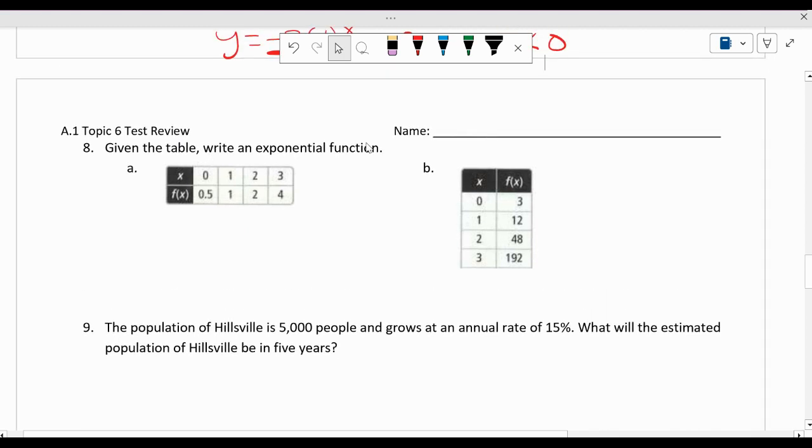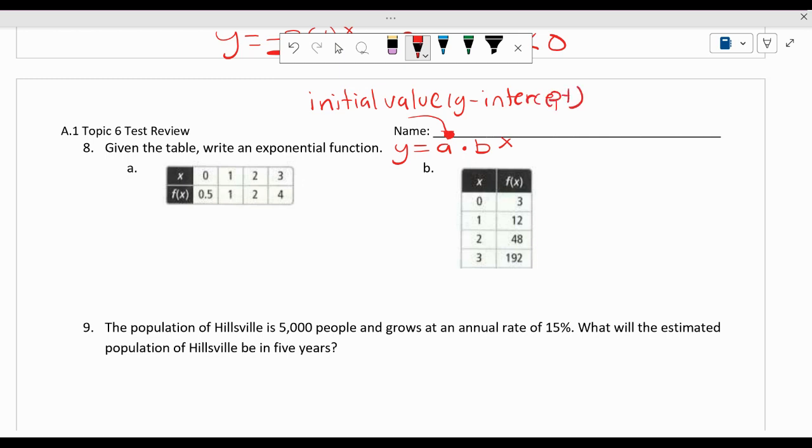Given the table, write an exponential function. Exponential functions have this equation. Y equals a times b to the x power, where a is the initial value, which means it's kind of like the y-intercept, which we just talked about. It is the y-intercept. A tells you what the y-intercept is. So the question you ask yourself, what is y when x is 0?